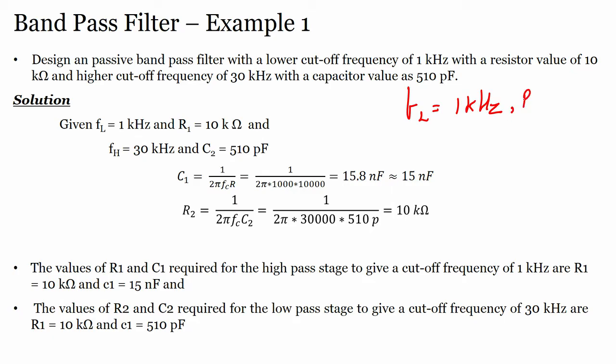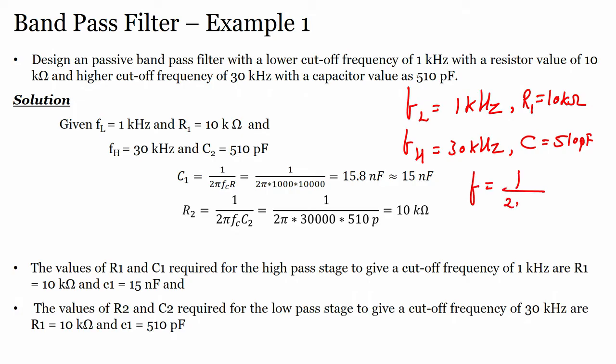So, let us say R1 is 10 kilo ohm, higher cutoff frequency FH is 30 kilohertz, capacitor C is 510 picofarad, right. Now, what is the formula? F equals 1 by 2 pi RC.